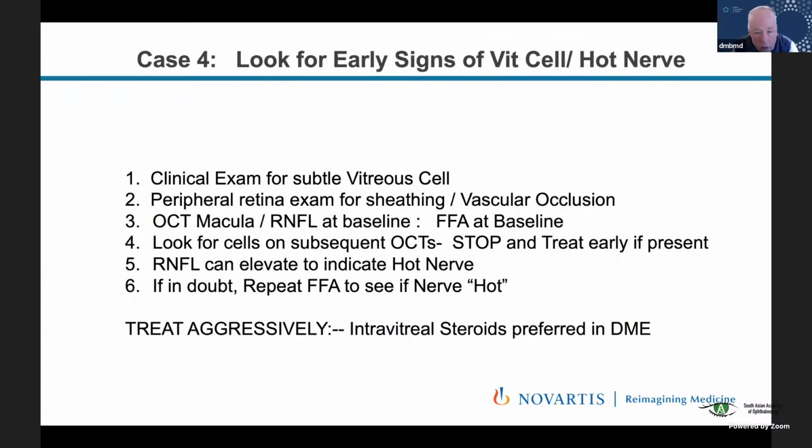What I want you to look for, be very careful if you treat patients, looking for subtle vitreous cell. Peripheral exam looking for vascular sheathing. We do an Optos fluorescein angiogram. If there's any question, if you have one at baseline, you can look back and make sure that wasn't there. I want to show you, look for a hot nerve. I think the easiest place to see this is on an RNFL. I'm going to show you that. When in doubt, repeat the FFA to see if the nerve's hot.